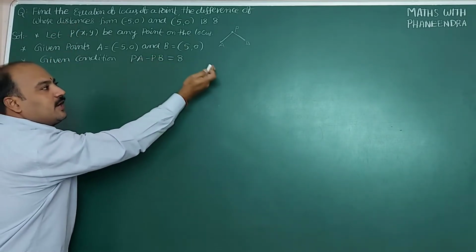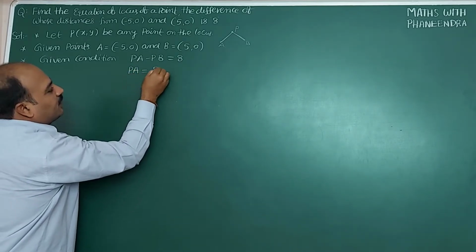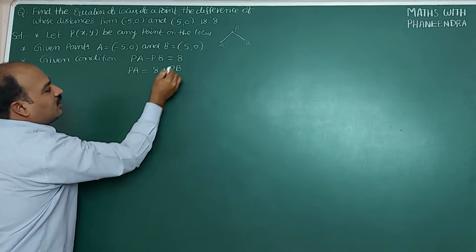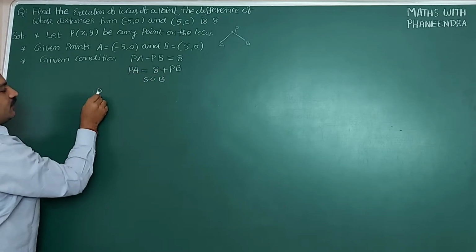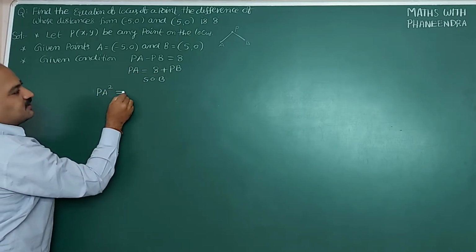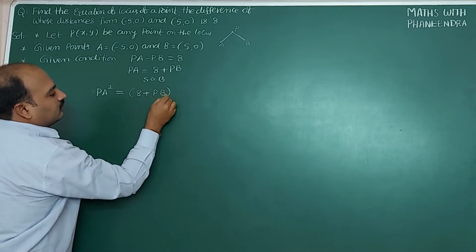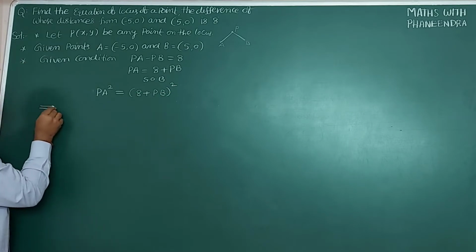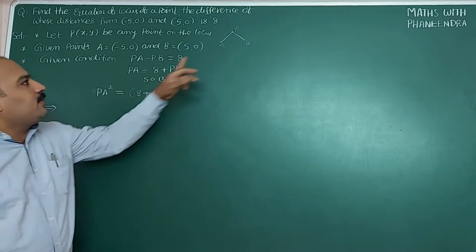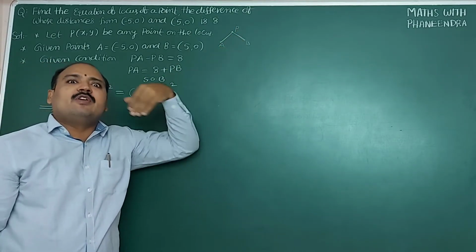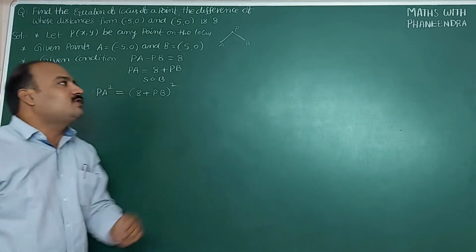So minus PB we can take to the RHS. So PA is equal to 8 plus PB. After that, squaring on both sides. So PA whole square is what? PA square is equal to 8 plus PB whole square. So that implies PA square. I already discussed in the last video, PA square means distance between these 2 points. Whenever square is there, without root, you can write the distance between 2 points formula.